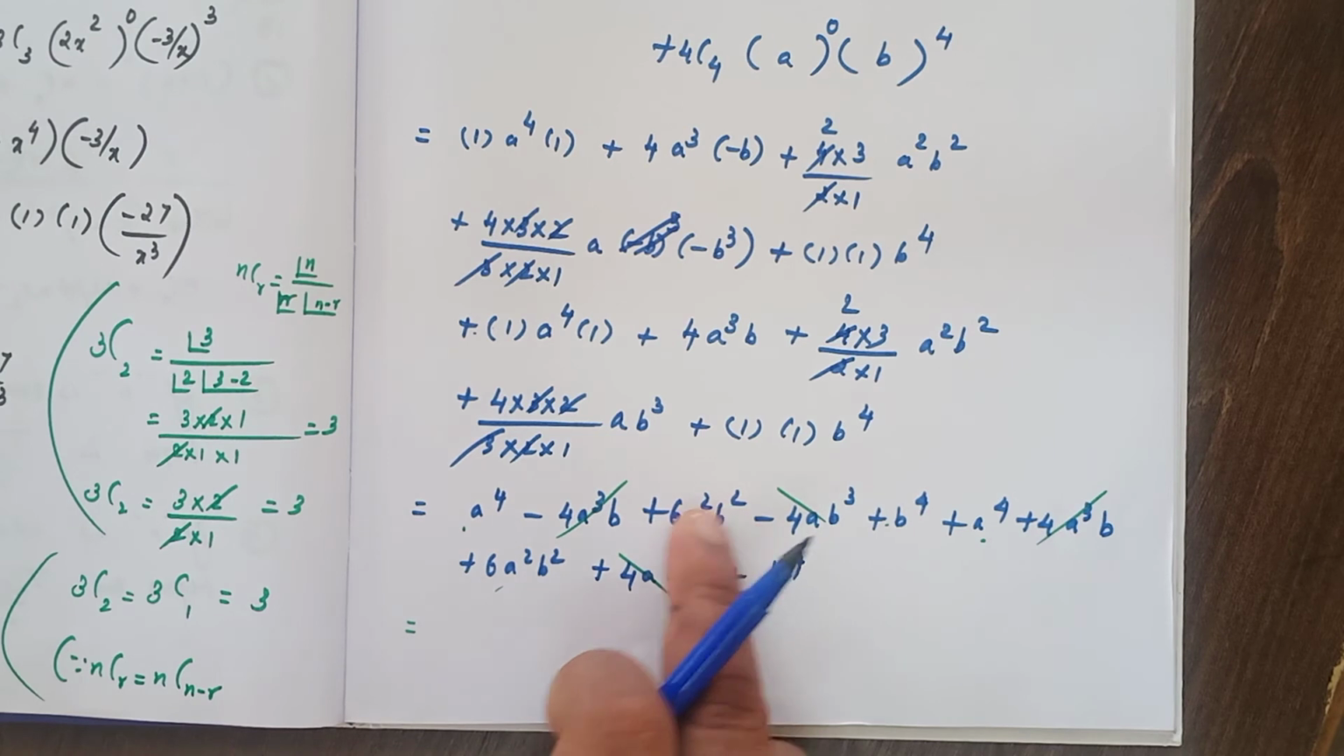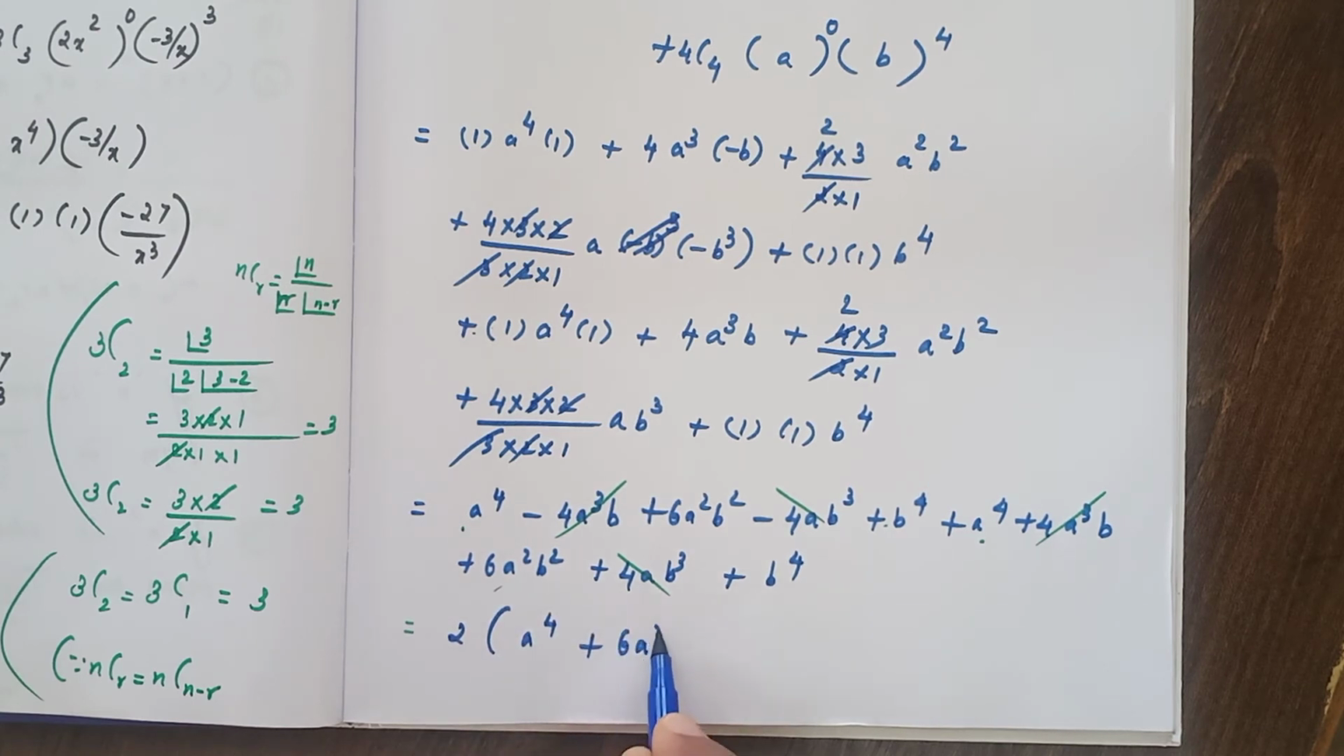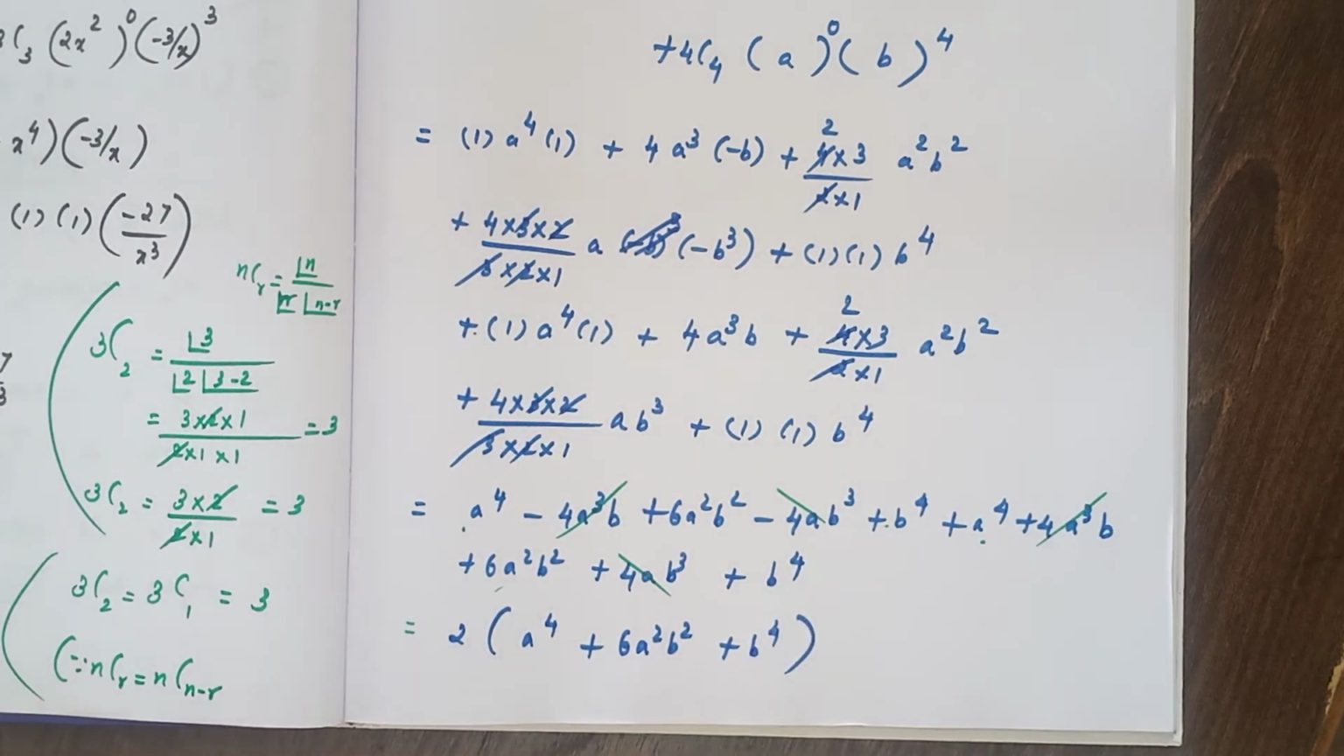So how many times? 2 times, 6 a square b square 2 times, right? Now take 2 as common: 2 into a power 4 plus 6 a square b square plus b power 4. Now we have simplified. Now we can get into the problem.